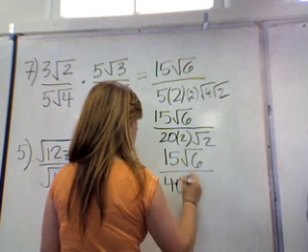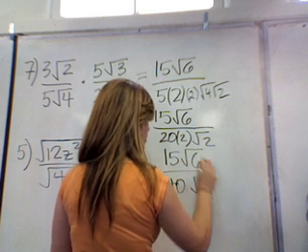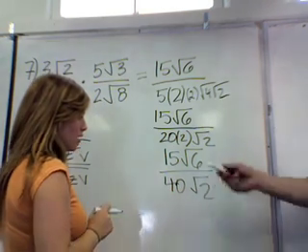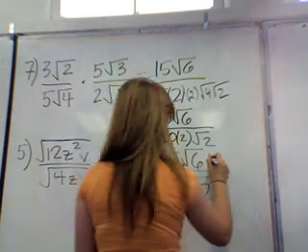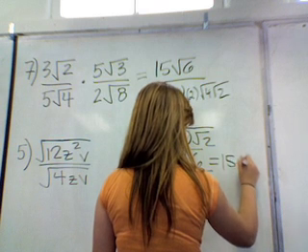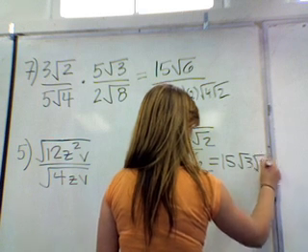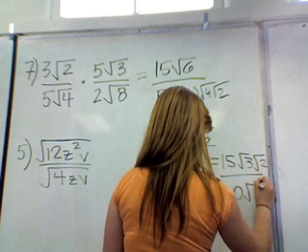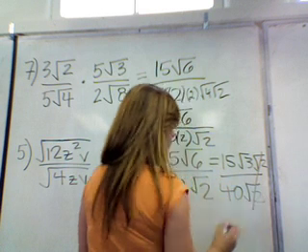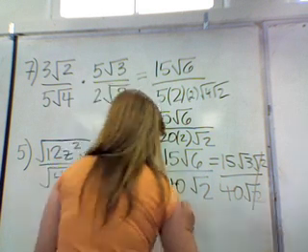Now what do we do? Are we done? Not quite. We can simplify, but we can't just divide them directly. We could do this, though. We could write 15 root 3 root 2 over 40 root 2 and cancel the root 2's, because root 2 over root 2 is equal to 1. We're left with 15 root 3 over 40.